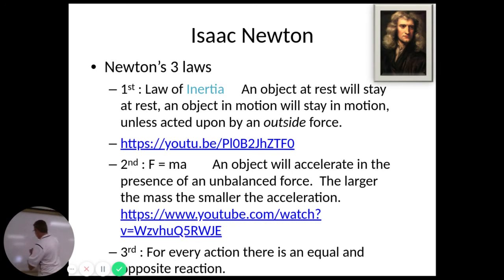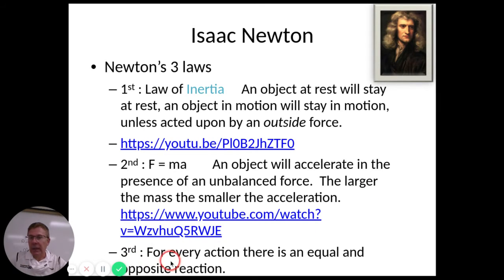Now, I like to use this analogy here. F equals ma. When you look at that, if you have a small mass, you have a large acceleration. If you have a large mass, you have a small acceleration. All right? They're inverse, okay? Another video, International Space Station on F equals ma. You can watch that on your own.